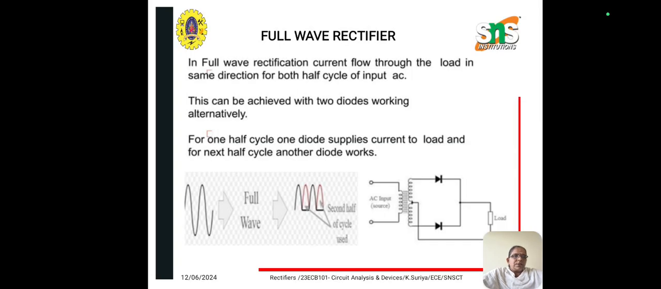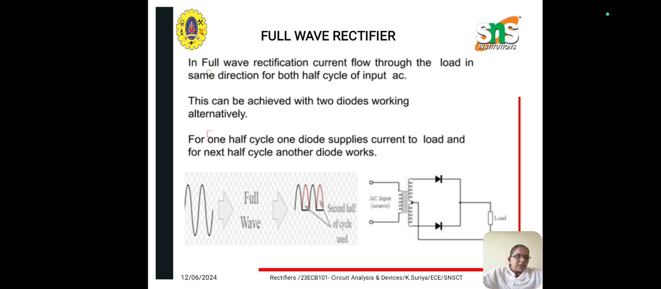Next is the full wave rectifier. In a full wave rectifier, the current flows through the load in the same direction for both half cycles of the input AC. This can be achieved by using two diodes. For one half of the cycle, one diode supplies current to the load, and for the next half of the cycle, another diode supplies current.